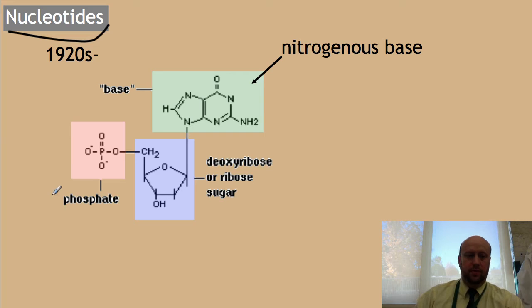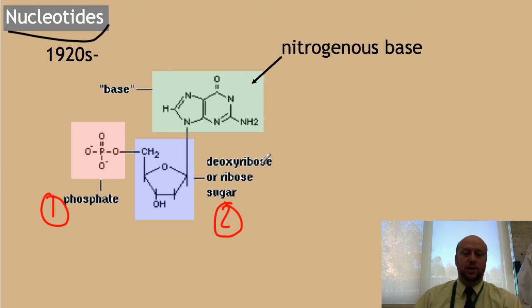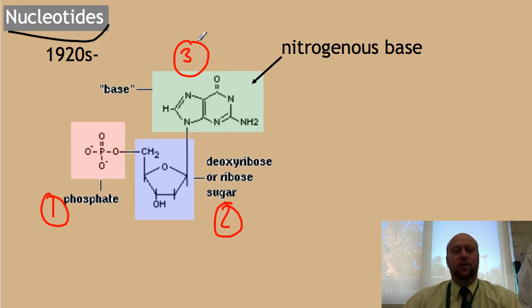So the first thing is a phosphate. Okay, that's this molecule right here. The second thing is some sort of sugar, and the type of sugar depends on whether it's DNA or RNA. Deoxyribose for DNA, or ribose for RNA. And then a nitrogenous base of some kind. And the nitrogenous base, I don't want to say it's the most important part, but it's kind of what gives each nucleotide its distinct identity.